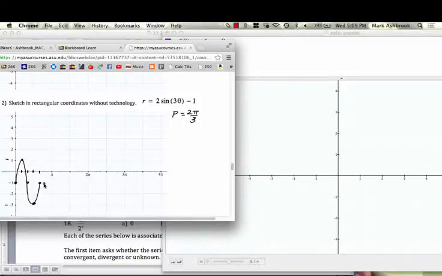Okay, and then it's going to repeat again, and it'll get another full period at 4 pi over 3, so 1, 2, here. So the first period is at 2 pi over 3, and the second period at 4 pi over 3.